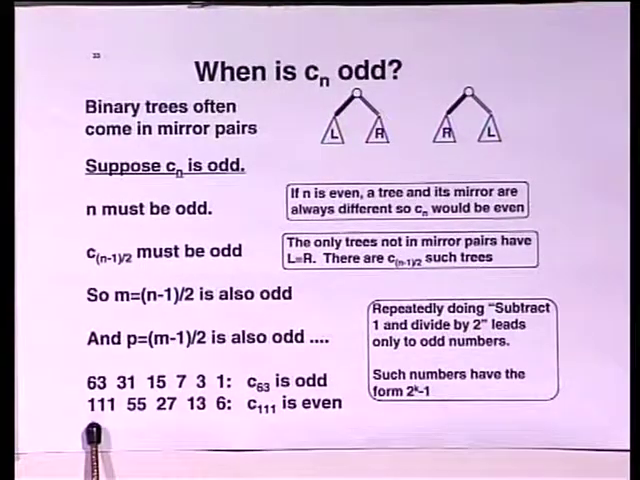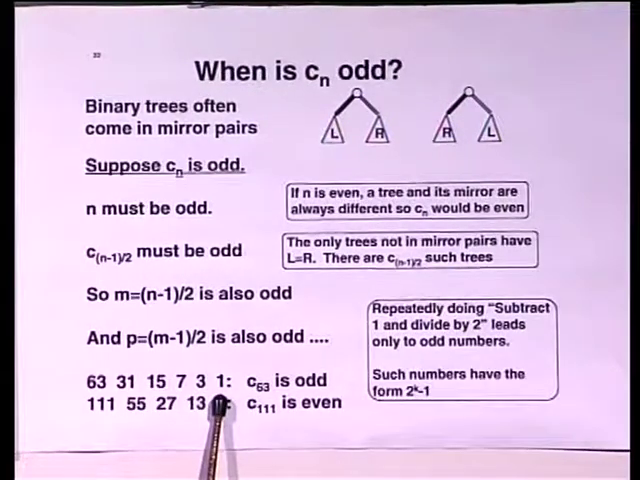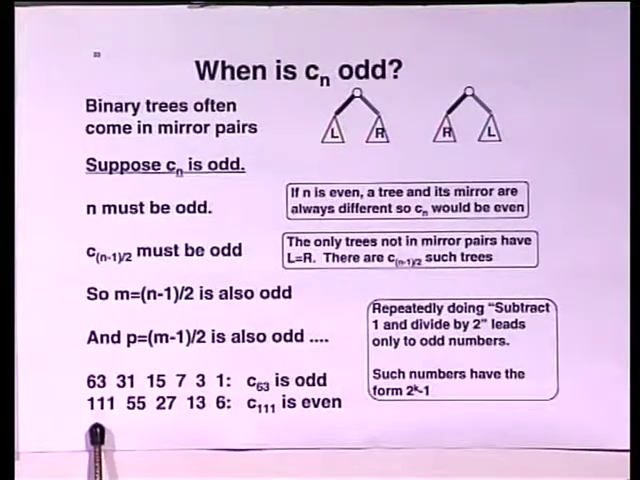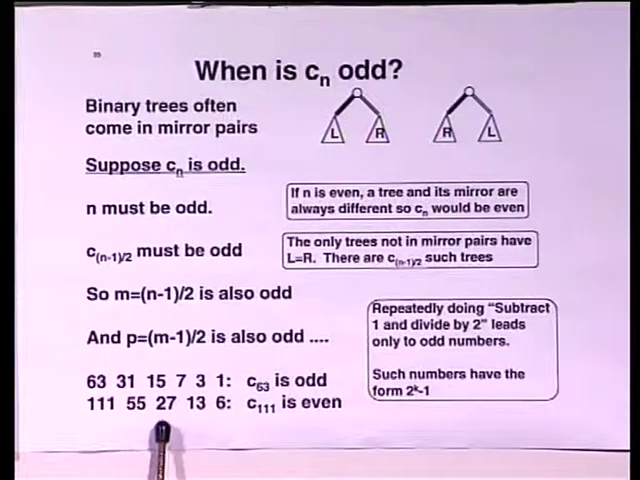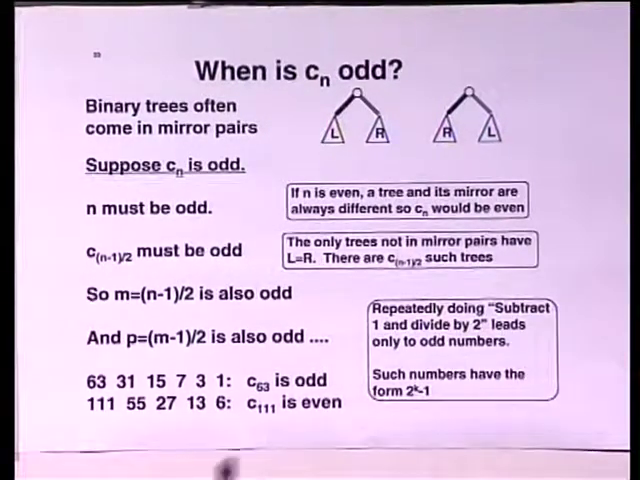As you see in these calculations here, if we start from 63, take away 1 divided by 2, 31. Take away 1 divided by 2, 15, and we will reach 1. And that will tell us that C63 is odd. On the other hand, if we start from 111, we will take away 1 divided by 2, take away 1 divided by 2, and eventually we shall get to an even number. And that will tell us that this Catalan number cannot be odd.